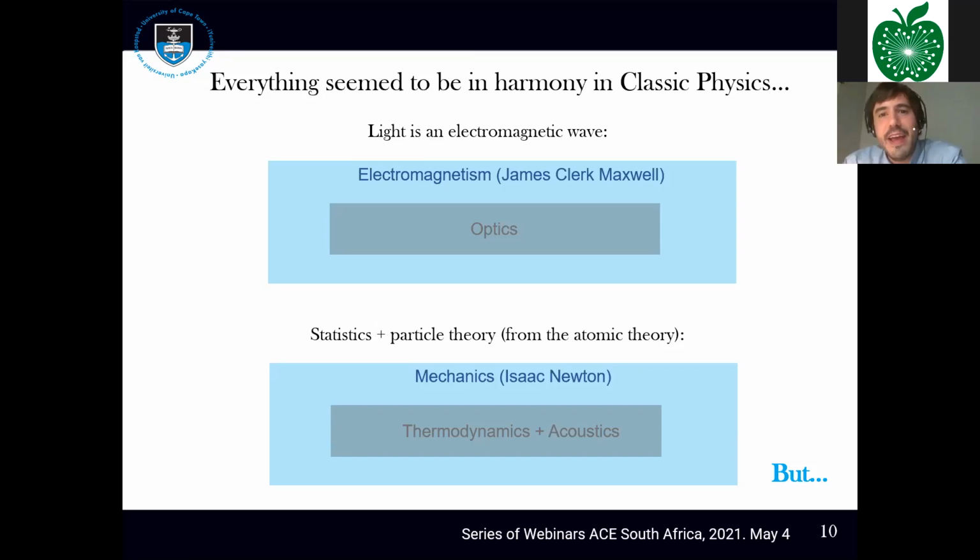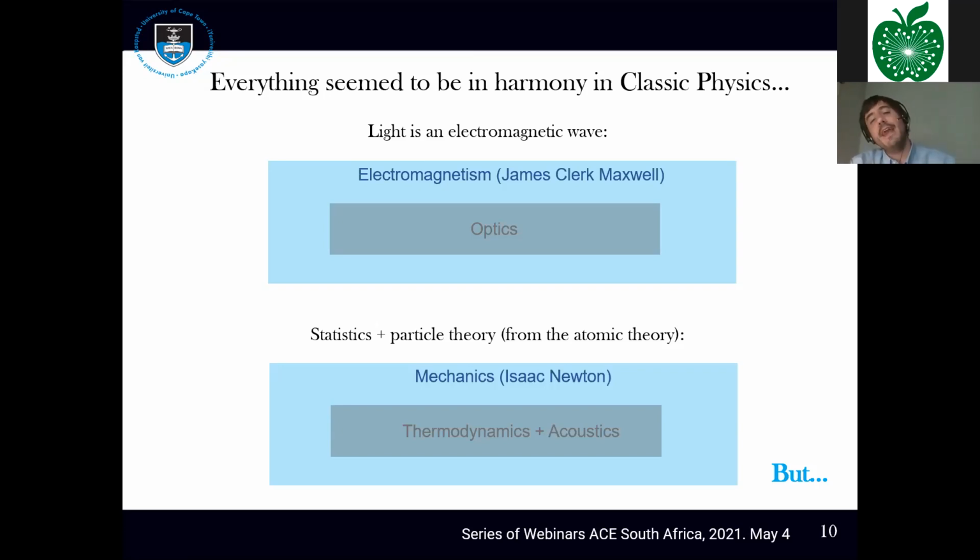Good. So we have different fields here that we can group in what we call classical physics, and everything seemed to be in harmony in classical physics until the 19th century. What I mean basically is that everything we wanted to explain about our universe could be explained with these different fields, okay? It was even possible to group some of the fields into a more general one. So for example, it was discovered that light behaves as an electromagnetic wave. So optics was included within electromagnetism, studied mainly by James Clerk Maxwell.